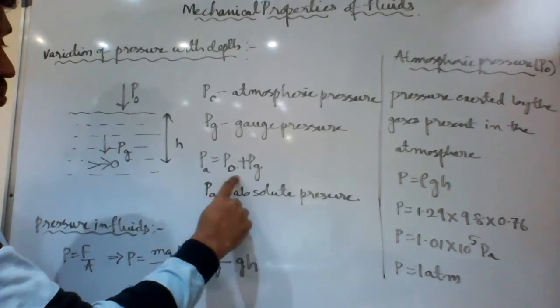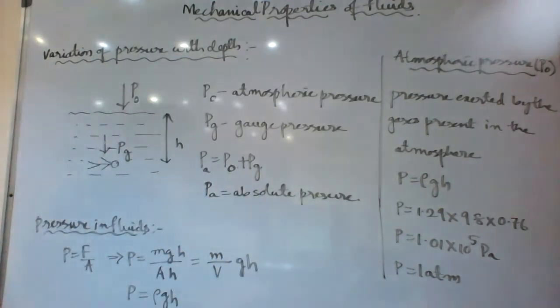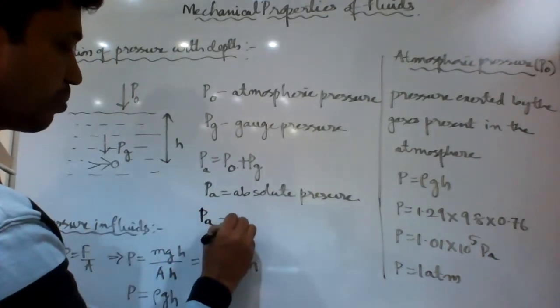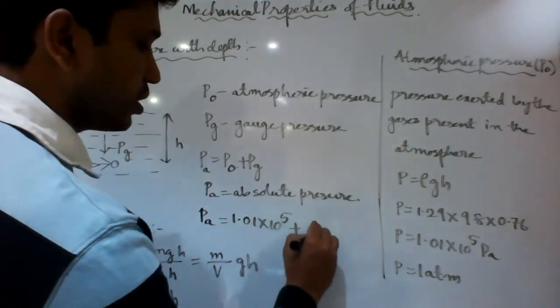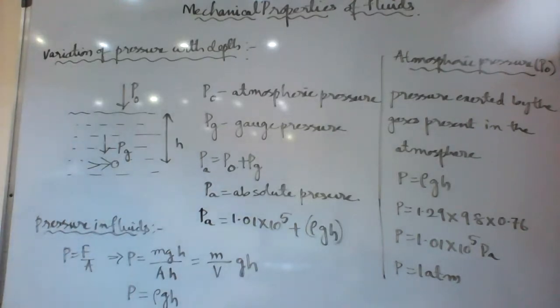So P_a equals P_0 plus P_g. If you want to calculate the total pressure, how do we write it now? Absolute pressure equals atmospheric pressure, which is 1.01 × 10^5 pascals, plus rho g h. Just substitute the values, and we'll get the answer.